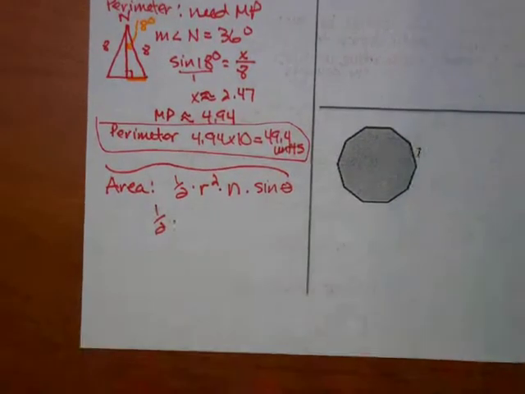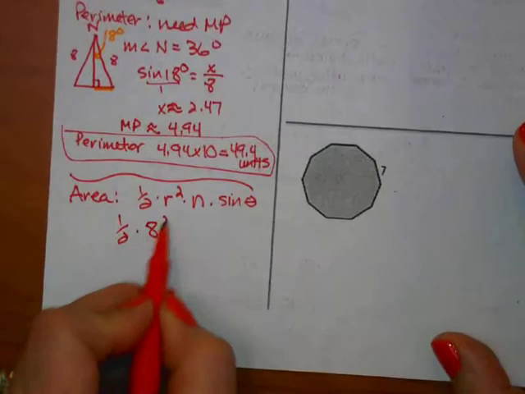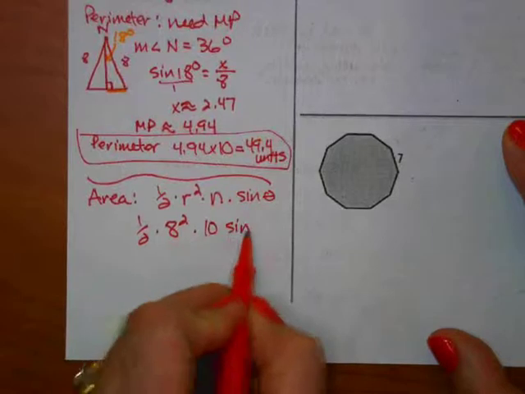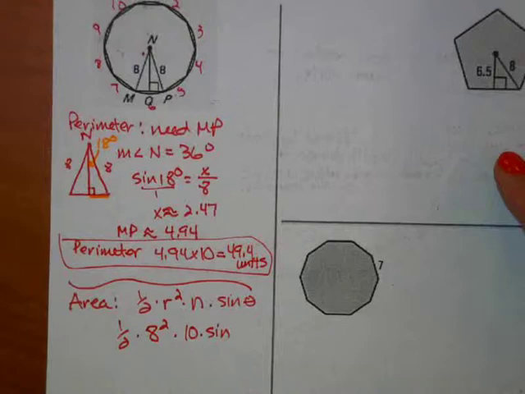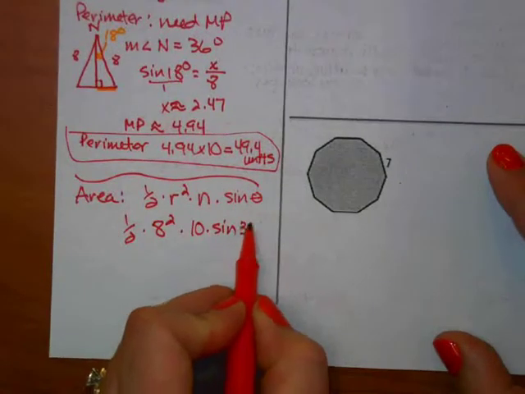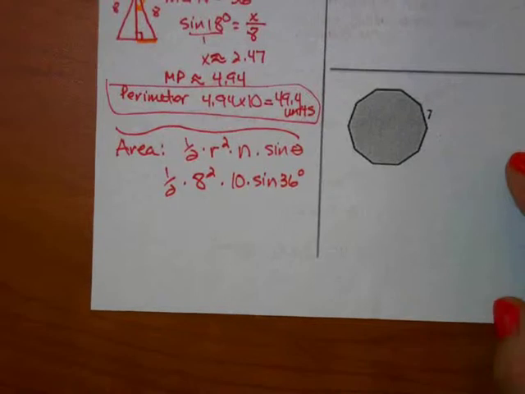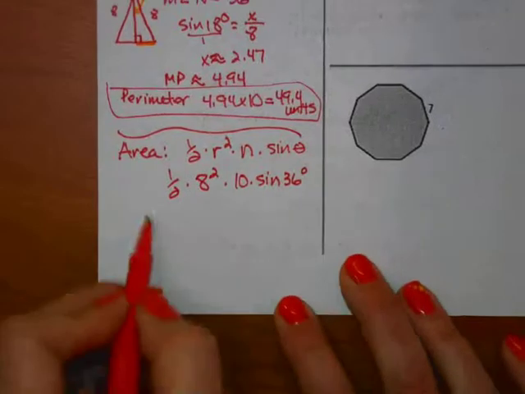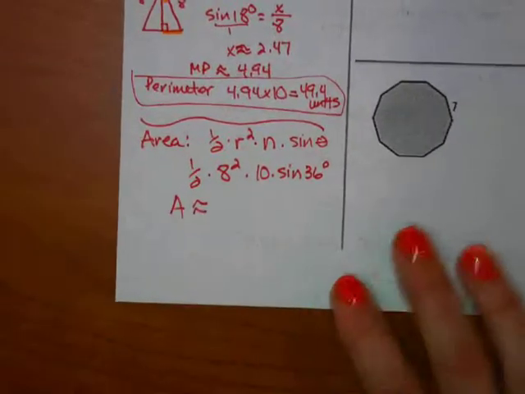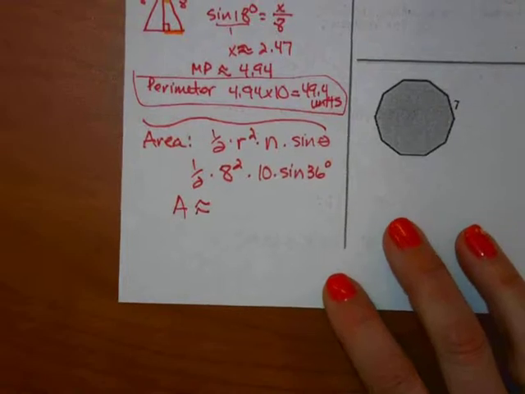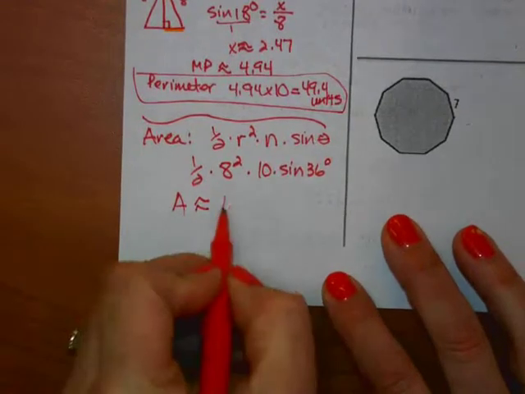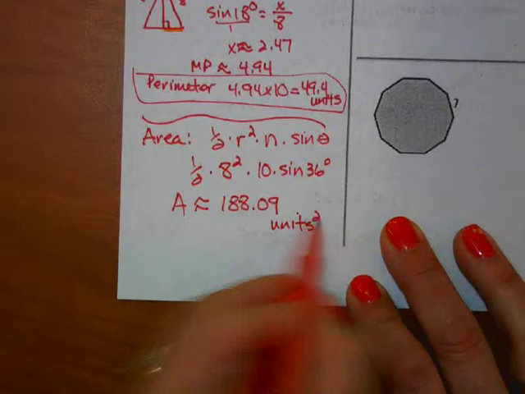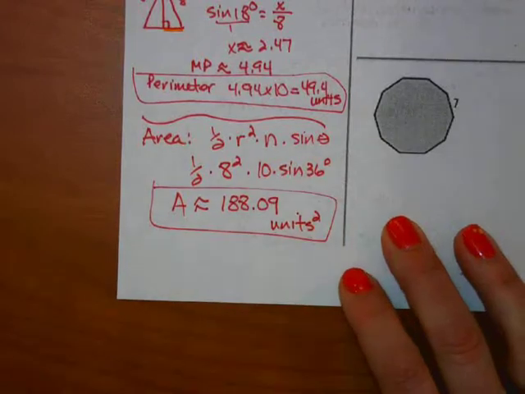So let's use what we know here. 1/2, what's the radius in this picture? 8 squared times the number of sides, which is what? 10, times the sine of my central angle, which we decided is how big? 36 degrees. Oh, we have everything I need here to get the area. So I can just plug that right into the calculator. See what you get when you do that math. What'd you get when you put it in there? 188.1 approximately. Yeah, I just did this, but yeah, that's fine. Units squared. Okay?